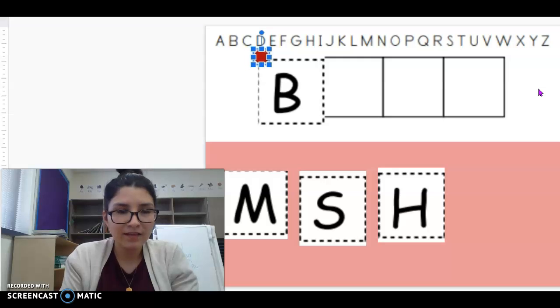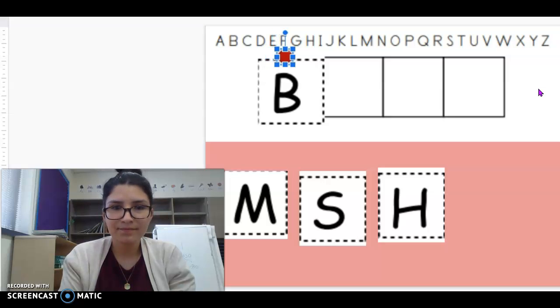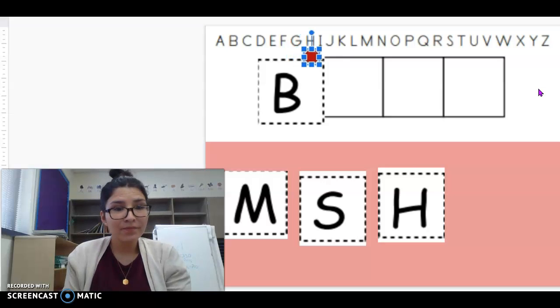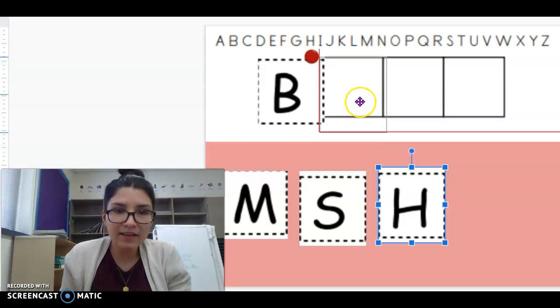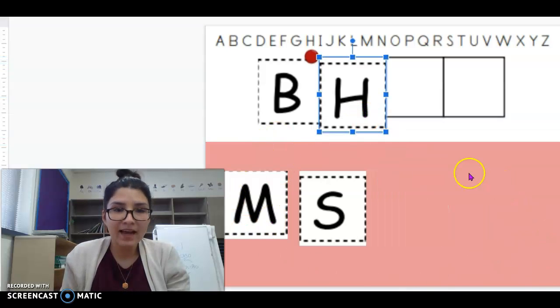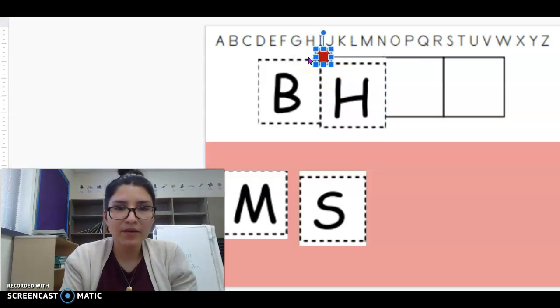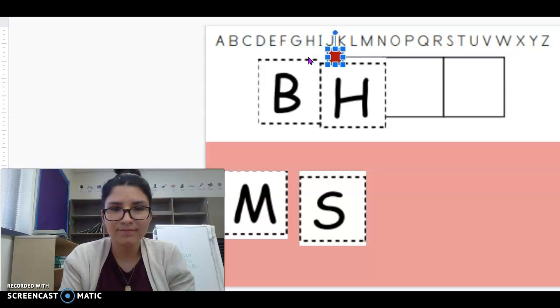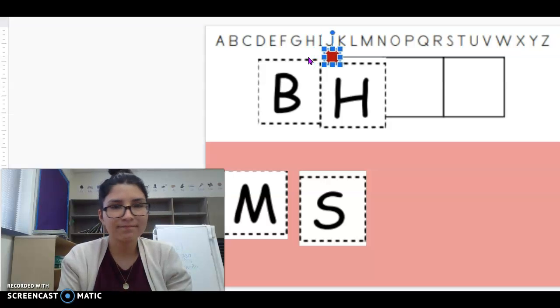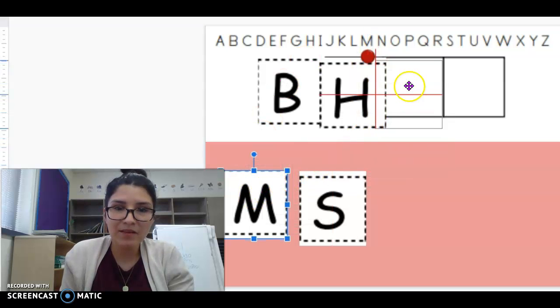No. Letter D? No. Letter E? Letter F, letter G, letter H. We do have the letter H, so H is going to be the second letter in this group of letters that comes next. Let's keep going. Letter I, letter J, letter K, letter L, letter M. We do have M, so M is going to be the third letter.